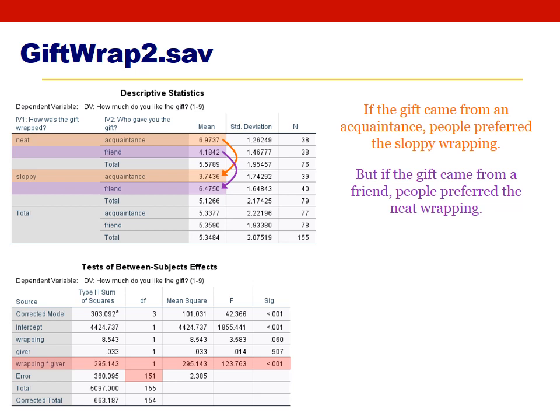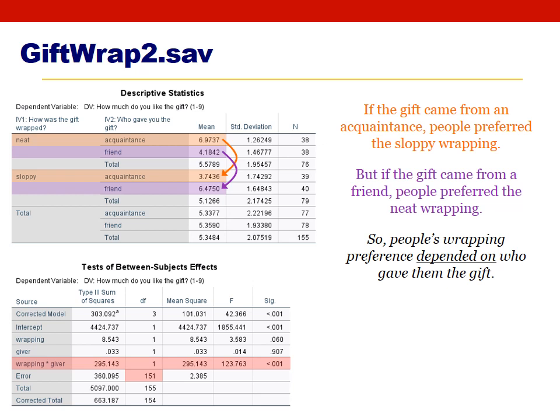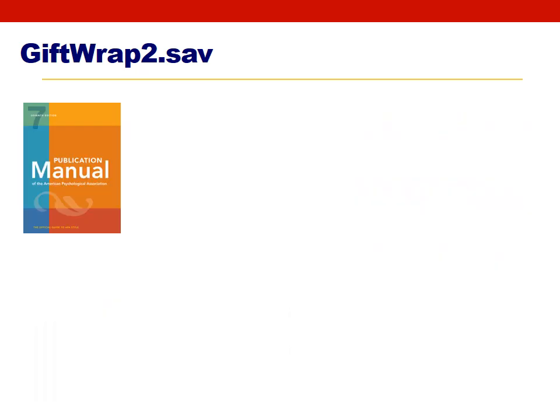Again, I didn't realize this until just now, but those words on the right-hand side are mistaken. They are saying the opposite of what the numbers actually show. If the gift came from an acquaintance, people actually preferred the neat wrapping. But if the gift came from a friend, people preferred the sloppy wrapping. The takeaway message here is that people's preference for neat versus sloppy wrapping was different depending on who it was that was giving them the gift. That's why we can say we found a significant interaction.